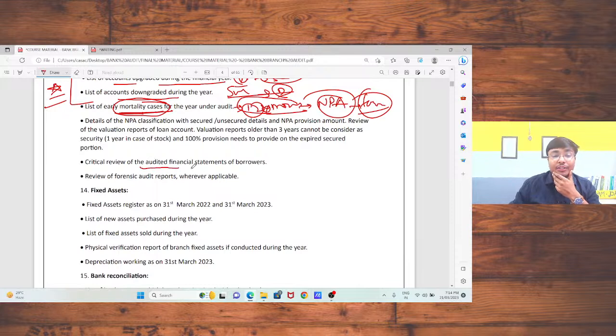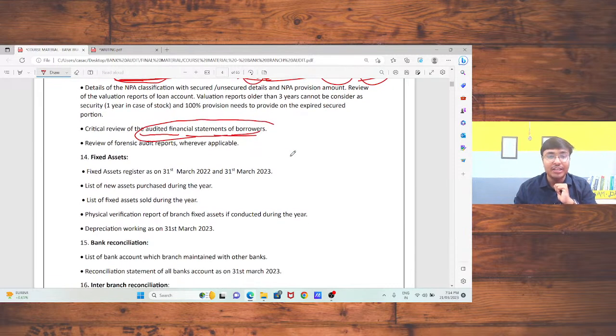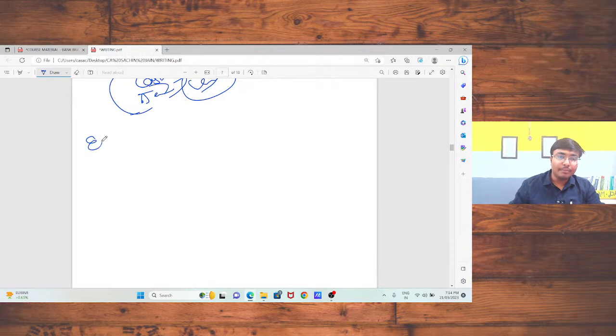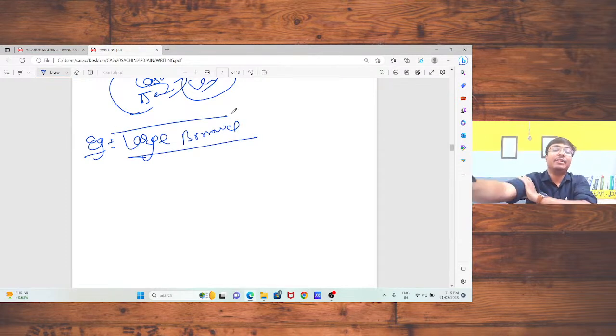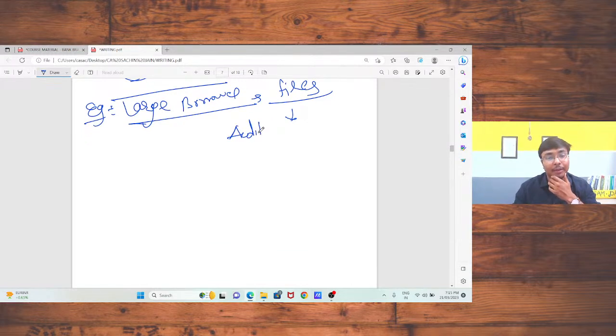Critical review of audited financial statements of that borrower. In case of large borrowers, at the time of verifying the files of that borrower, we need to check the audited financials of that borrower, and we should check the comments in the audit report of that borrower, multiple times. I am just sharing one example. When you are going to verify any large borrower, at the time of verification of that large borrower, you should check the files also, and at the time of verification of those files, you are going to check the audited financials.